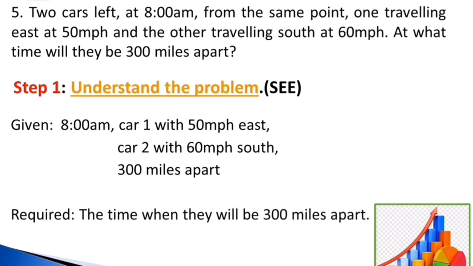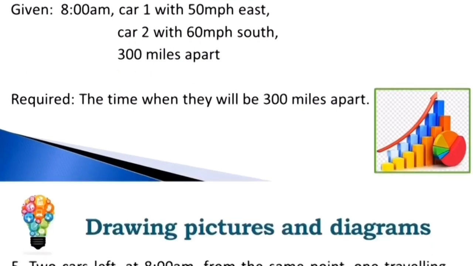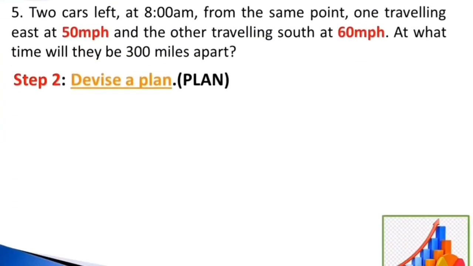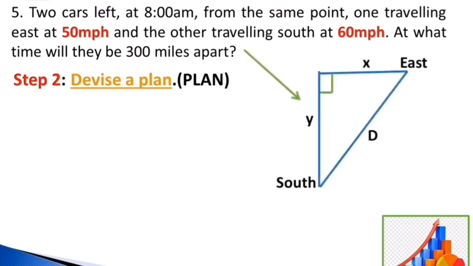So in this case, we understand that we are trying to solve for the certain time at which these two cars will be 300 miles apart, having a speed of 50 miles per hour going east and 60 miles per hour going south. So let us have the second step. Devise a plan. It is better to draw it or make some diagram to give a clear visual of what we are trying to solve.